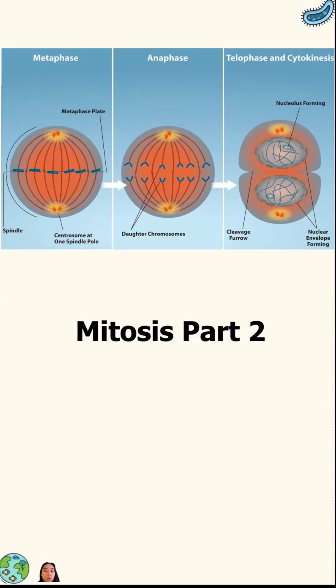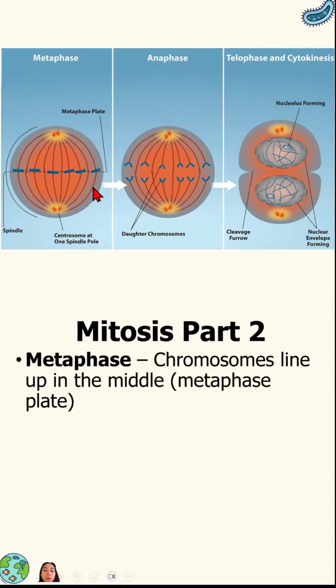Now we're going to move on to metaphase. In metaphase, all of the chromosomes are going to line up in the middle, and notice that each chromosome is attached on both ends. So there is a spindle fiber here and a spindle fiber here grabbing onto the chromosome. So they're basically sandwiched. And all of the chromosomes line up in the center. We call this the metaphase plate.